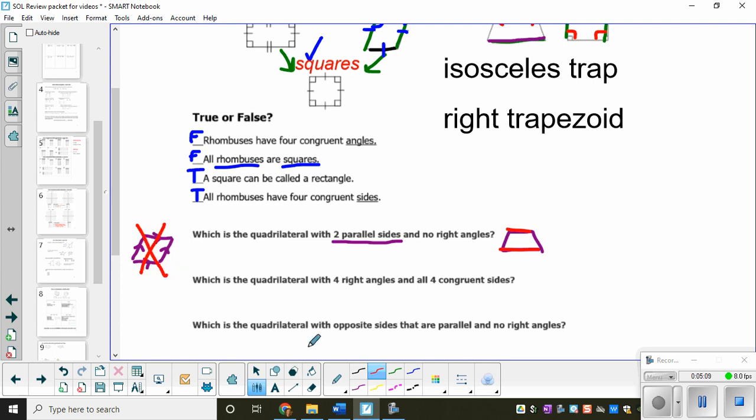All right. Now, which is the quadrilateral that has four right angles and four congruent sides? So it's going to have four right angles and all the sides are the same length. That's going to be our square. And you know that you can draw these little marks in here to show right angles. And then to show that you have four congruent sides, you can put this, this, this, and this. And so this one here is the square.